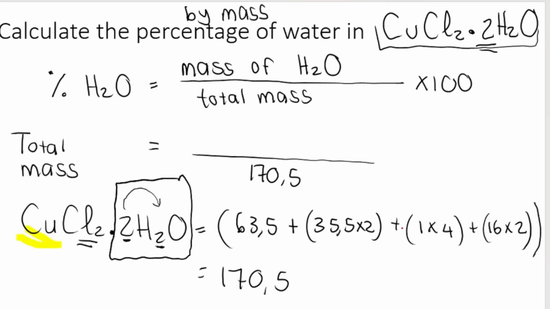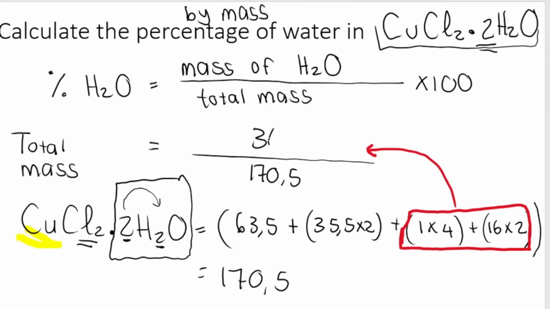Remember, we had 4 hydrogens and the 2 oxygens. So it's this part over here. That is basically my numerator over there. Let's work that out quickly. That is 36 grams per mole. 36, and we multiply this entire thing by 100 because remember we're looking for the percentage of water. And my answer is 21.11%. So 21.11% of this compound is water.